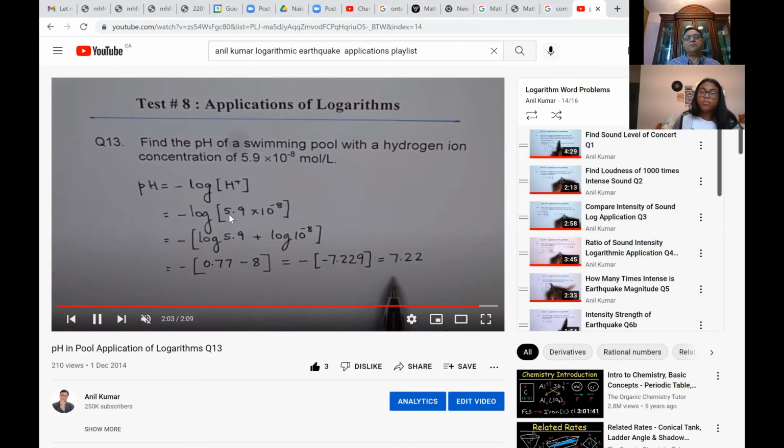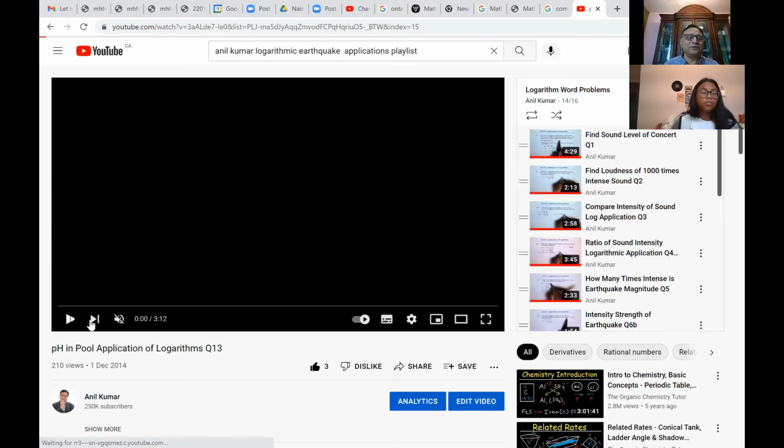Now it is 5.9 times 10 to the power of minus 8. You can use the logarithmic rules also, as shown here. Do you see that rule?